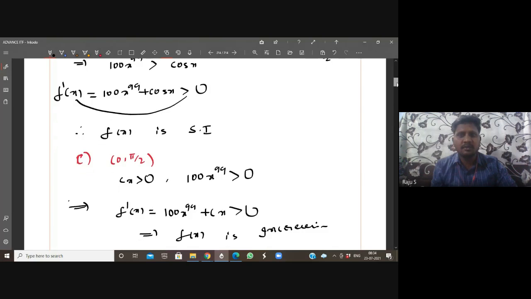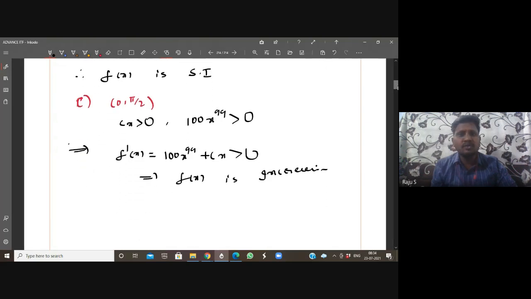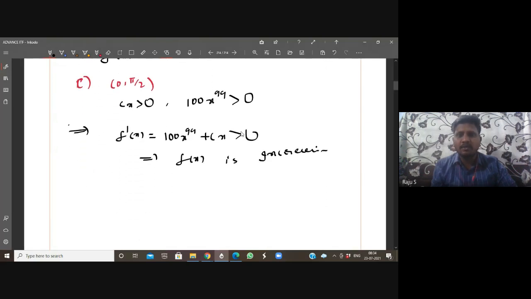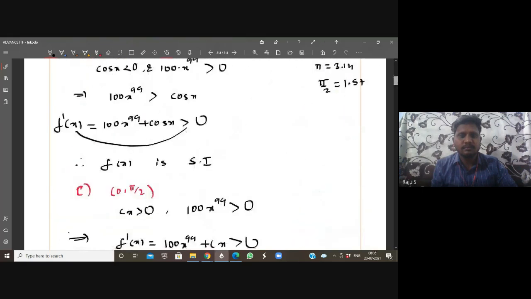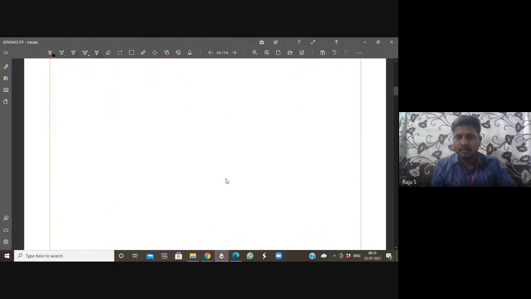Clear, students? If they give the question in NCERT, you have to write the steps like this. Increasing in 0 to pi by 2. Any doubts in this question? Right. Next.